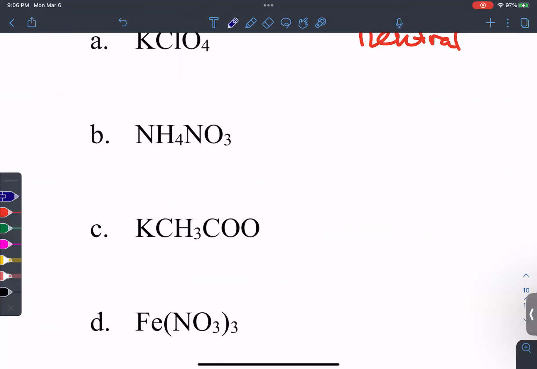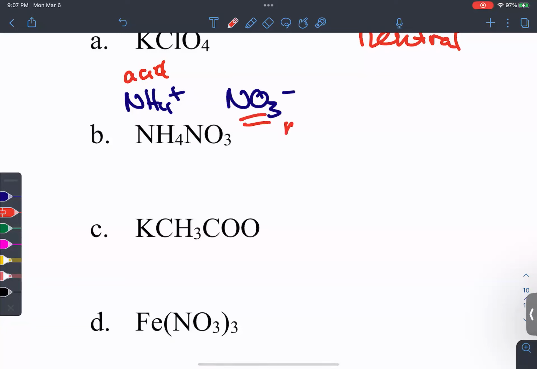NH4NO3. Again, inspect the ions separately: NH4 plus and nitrate minus. NH4 plus is a what? It's a conjugate acid, yes, so that makes NH4 plus an acid. It is an acid because ammonia, NH3, is a weak base. So NH4 plus is a weak acid. What about nitrate? That would be neutral, all right? So if you have something neutral plus something acidic, you get something that's acidic, yes, all right.